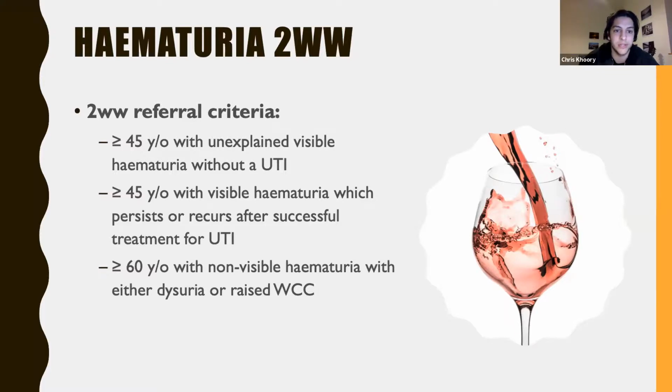your two-week criteria. So there are some terms used interchangeably with regards to hematuria. So if you hear the term frank hematuria, that's the same as visible. And if you hear microscopic hematuria, that's the same as non-visible. And it's important to mention whether it's painful or painless. If it's painful, it's more likely to be something like stone disease or an infection, UTI.